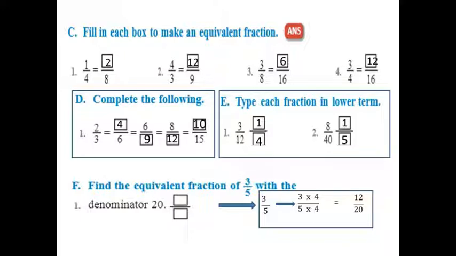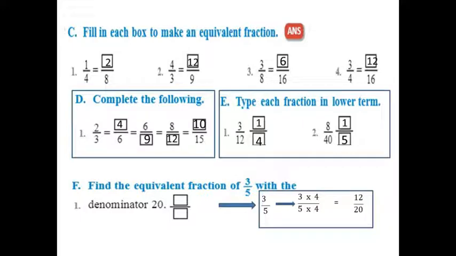The same way you will do the next sum also. 3 by 4 is equal to dash by 16. So 4 into 4 will give you 16. So you multiply 4 in the numerator. So 3 into 4 is equal to 12. So the equivalent fraction for 3 by 4 is equal to 12 by 16.